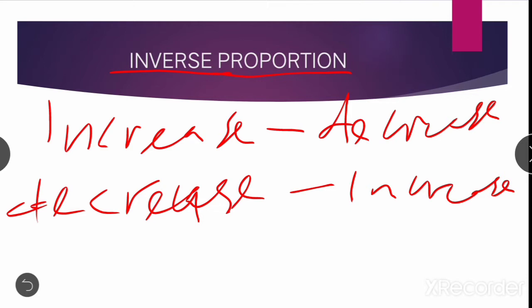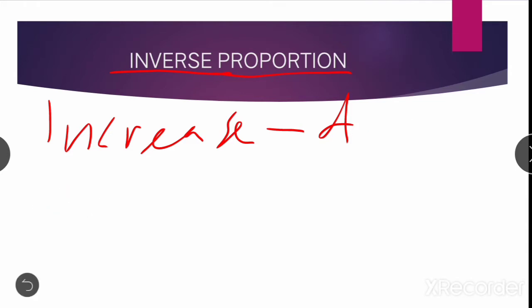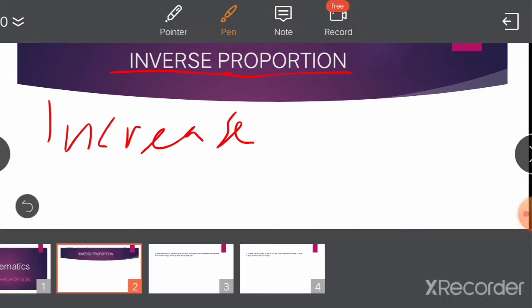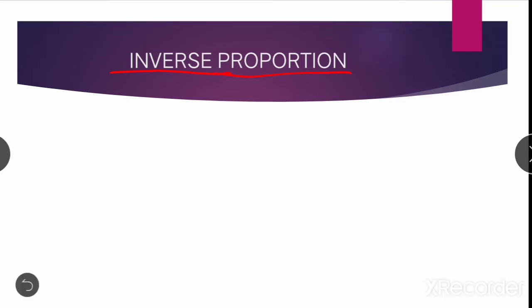For example, you know that as you grow older, you cry less. When you were younger, a baby, you cry most of the time when you need anything. But as time goes on, you grow, you know that you don't need to cry to get what you need. You have to just speak up. So inverse proportion deals with increase and decrease.